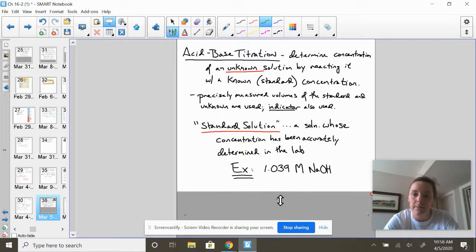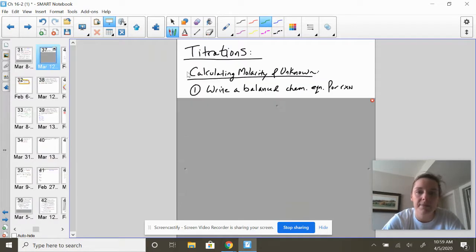Okay, so for example, we had 1.039 molar sodium hydroxide in the lab. We could use that as a standard solution to determine the concentration of a different solution that we do not know. All right, so there are a few steps in titrations, and first we need to calculate the molarity of the unknown, and you'll recognize some of these steps.